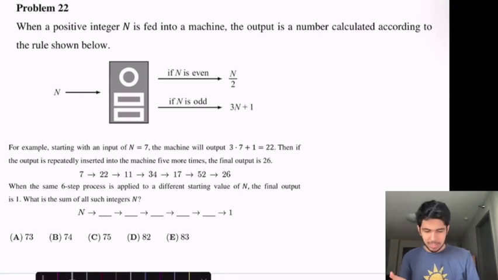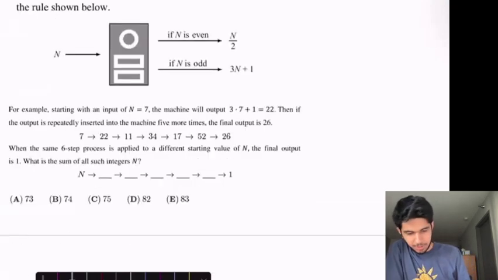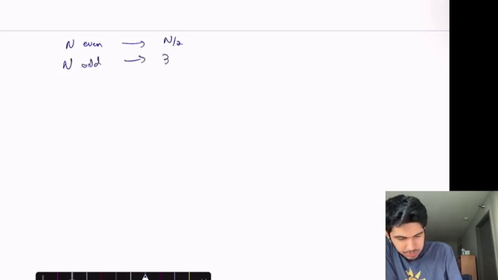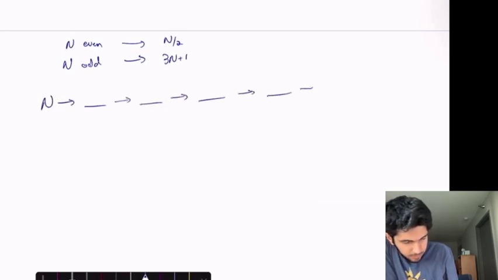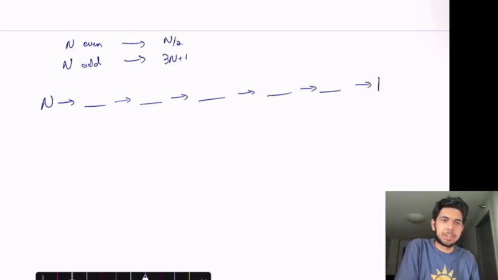So, let's see. All right. I'll just rewrite the rule here. If n is even, it goes to n over 2. If it's odd, 3n plus 1. We get n. This is what we had, right?